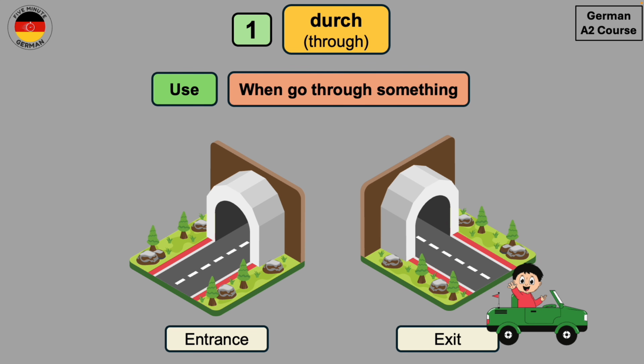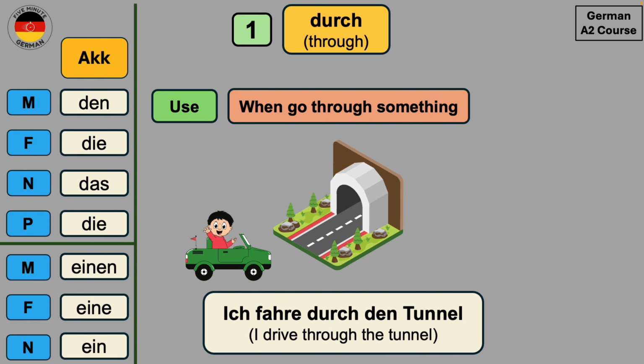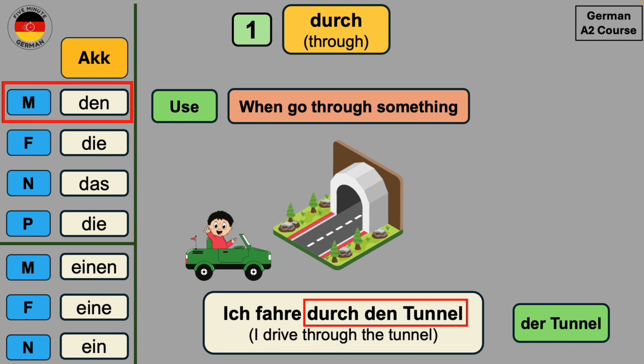So you can describe this by saying Ich fahre durch den Tunnel. I drive through the tunnel. So you see, we have used durch over here to describe the situation where we go through the tunnel. And we have used den Tunnel over here because tunnel is masculine. It is der Tunnel, and in accusative, you know that it becomes den.